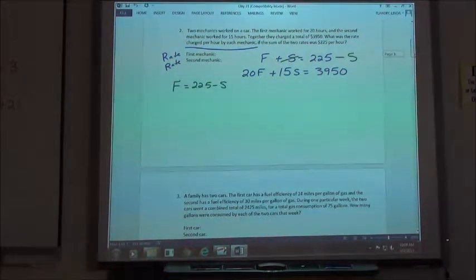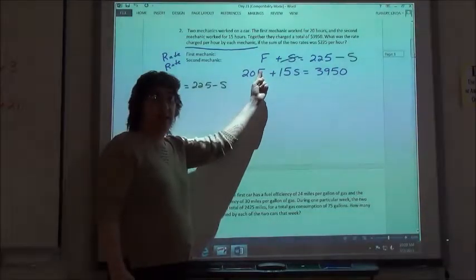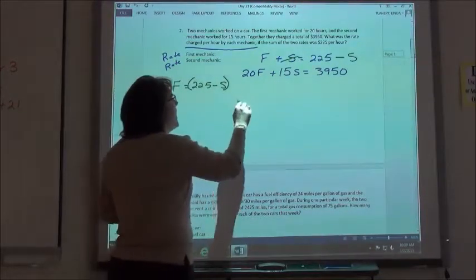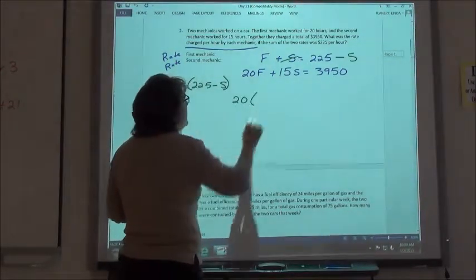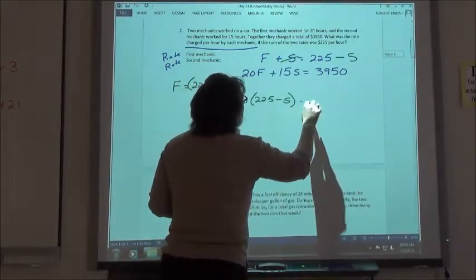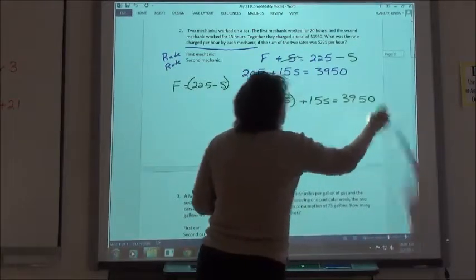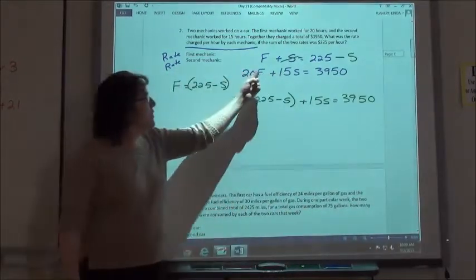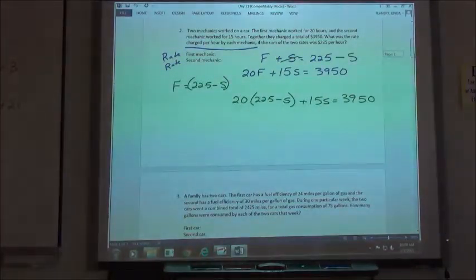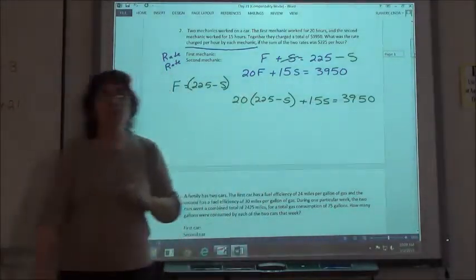So if I'm going to solve this by substitution, I'm now going to replace the F in this second equation with the 225 minus S. So I'm going to have 20 parentheses, 225 minus S, plus 15S equals 3950. So I've just replaced the F here like we did with the substitution method. So now I have to do my distributive property. If you grab your calculator, 20 times 225.